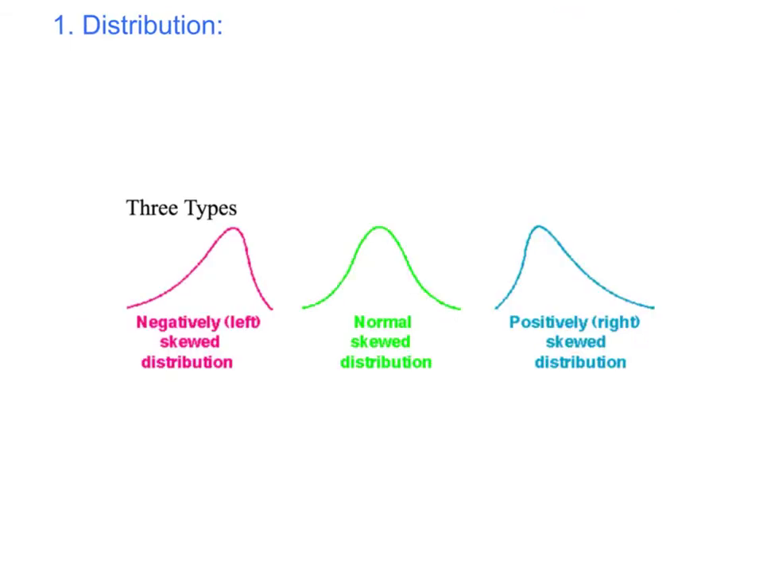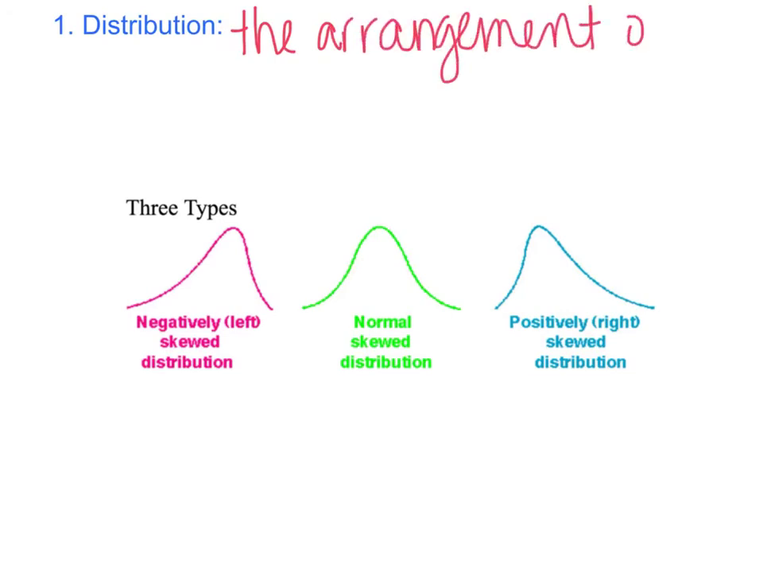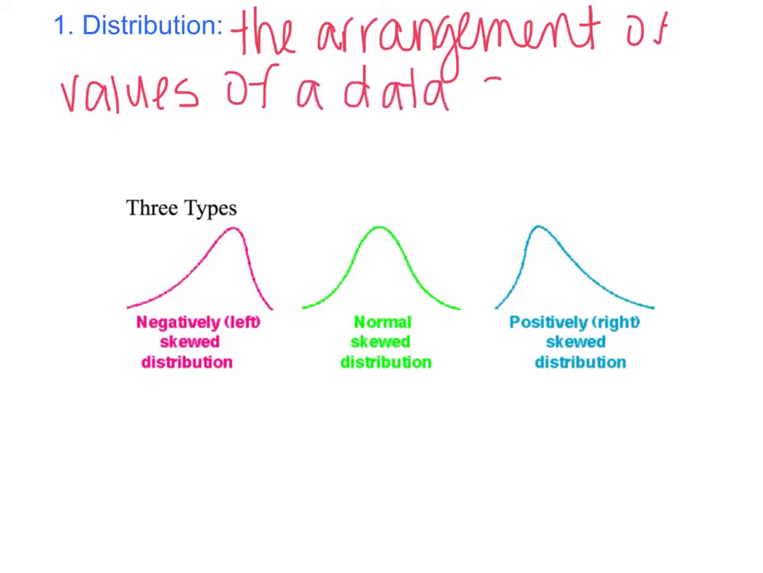The next thing we're going to look at is distribution. Distribution is the arrangement of values of a data set. And if you look, we have 3 types of distribution.